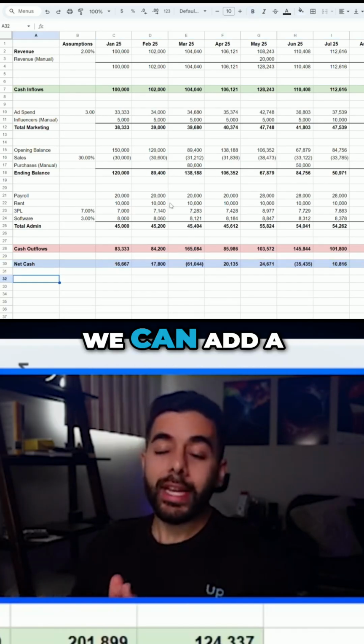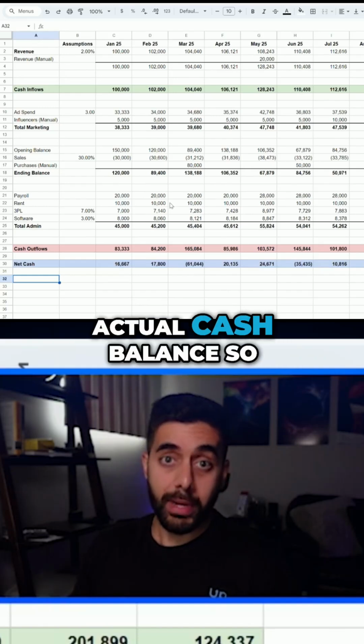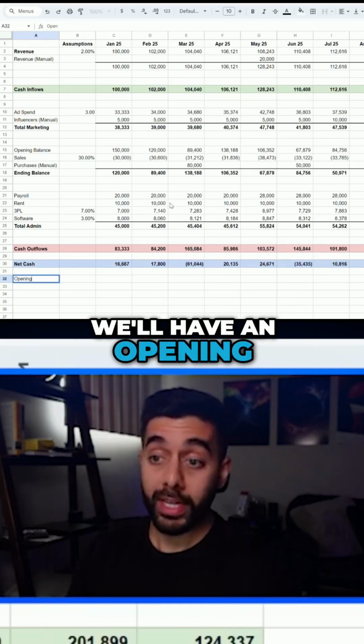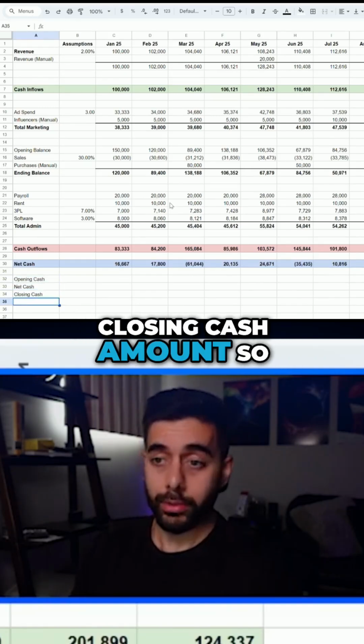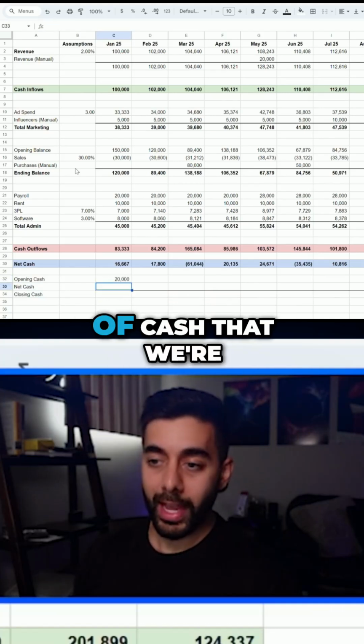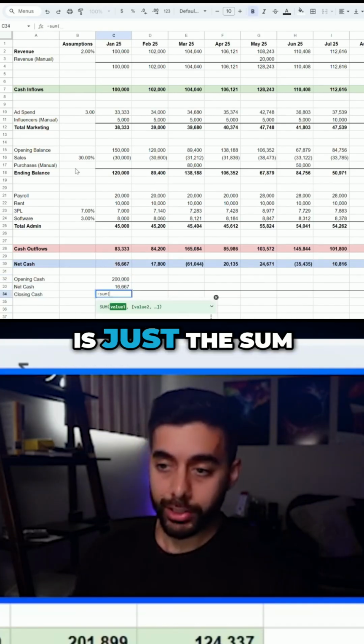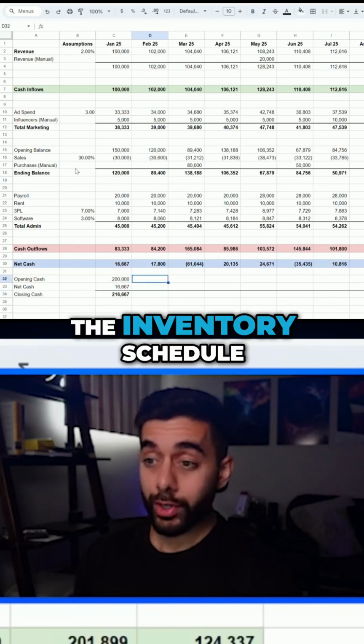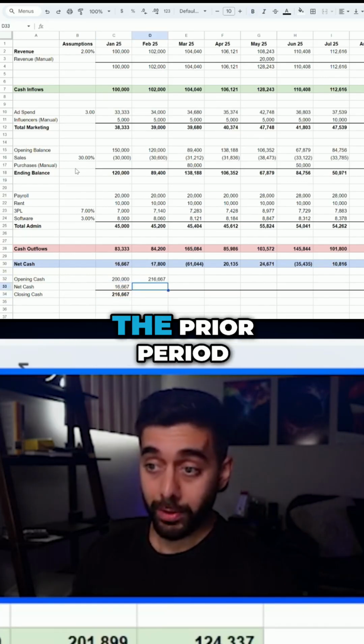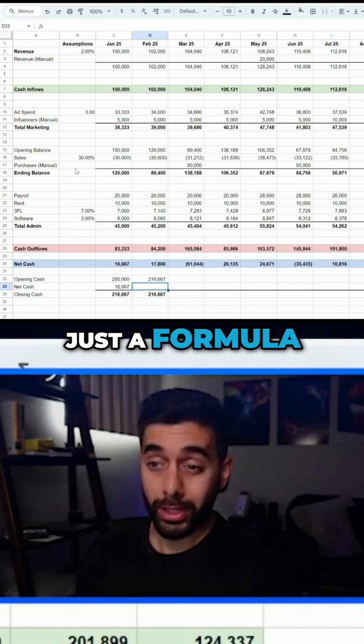And to wrap things up, we can add a little reconciliation to our actual cash balance. So similar to our inventory, we'll have an opening cash amount and a closing cash amount. So let's say we have $200,000 of cash that we're starting off with. Our net cash just comes from the formula above, and our closing cash is just the sum of that. Similar to the inventory schedule, our opening cash is just the closing from the prior period, our closing cash is just a formula, and the net cash as well.